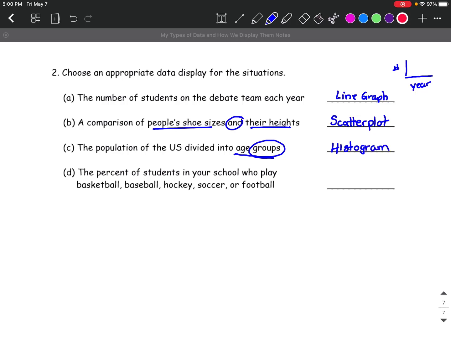And then the percent of students in your school who play basketball, baseball, hockey, soccer, or football. As soon as I see percent, and it's not always the way to go, but I tend to think about a pie chart, and I could figure out which percentage and break it up so I could see a comparison, a visual representation of what percentage of the sports the kids play.